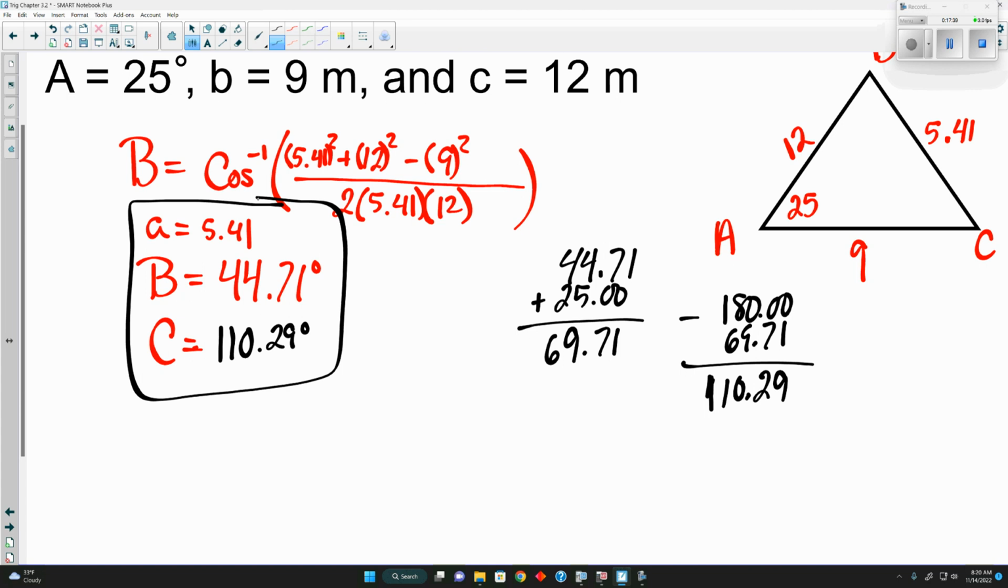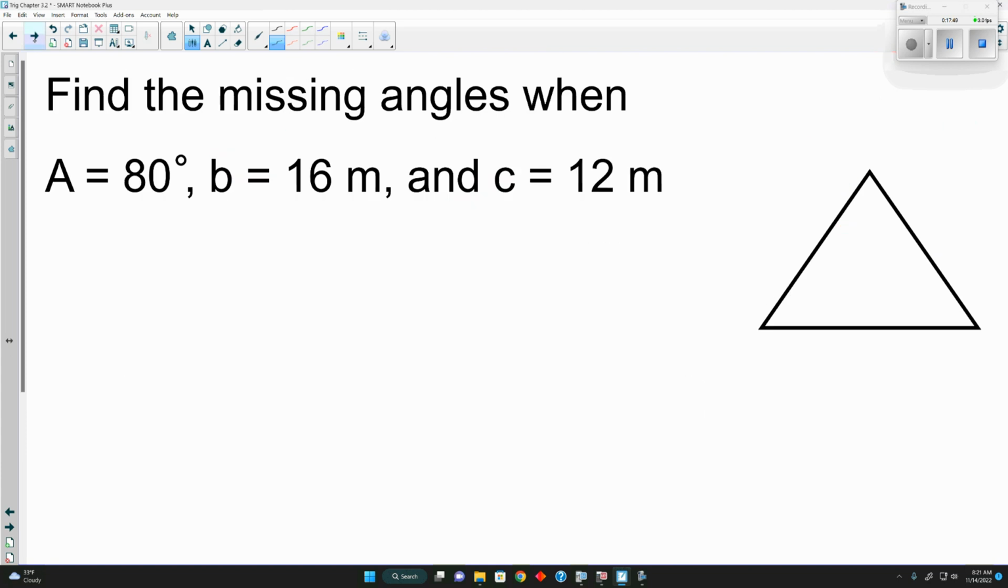Questions on this here? Not too bad. We like law of cosines better than law of sines. I don't think we need to see another example of one of these.